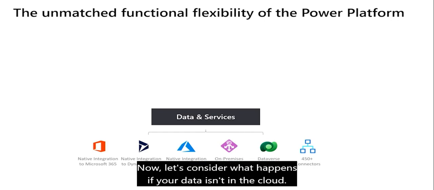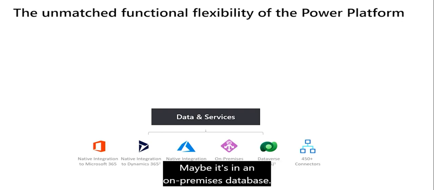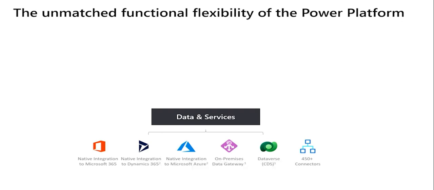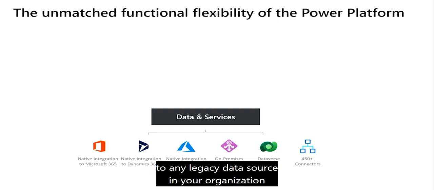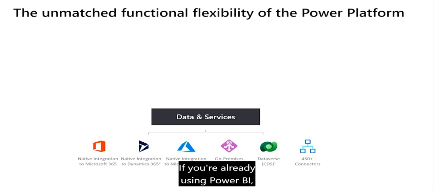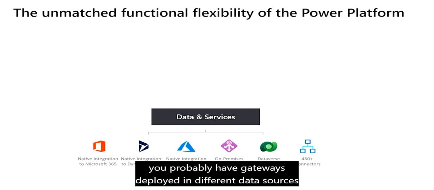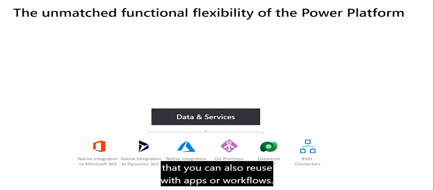Now let's consider what happens if your data isn't in the cloud. Maybe it's in an on-premises database. The on-premises data gateway allows you to connect to any legacy data source in your organization without needing to migrate it to the cloud. If you're already using Power BI, you probably have gateways deployed in different data sources that you can also reuse with apps or workflows.